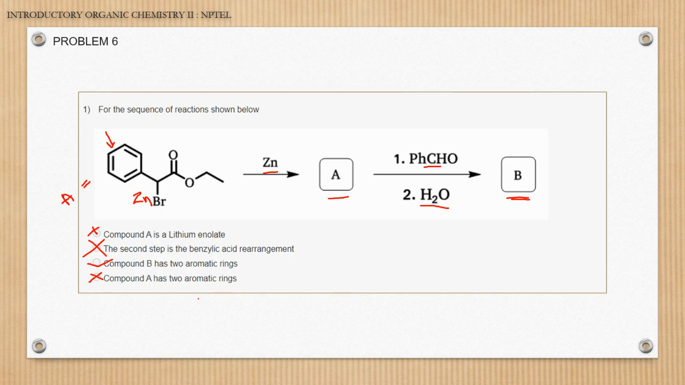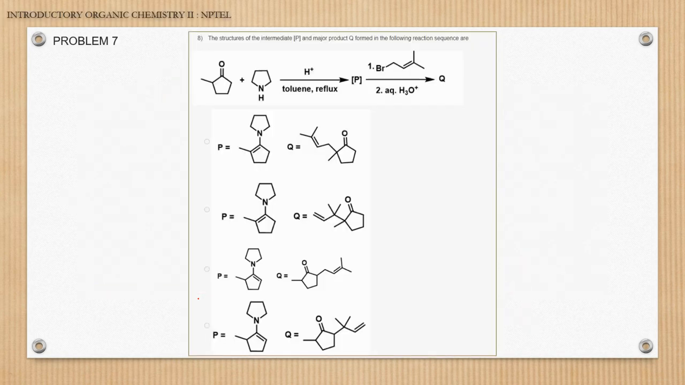Yes, ma'am. Okay. So moving forward with problem number 7. It is on the similar line which I have explained previously about the amine. They are saying that the structures of intermediate P and the major product Q formed in the following sequence are. They have given you four options having P and Q structures. So you have to tell me which is the correct one.